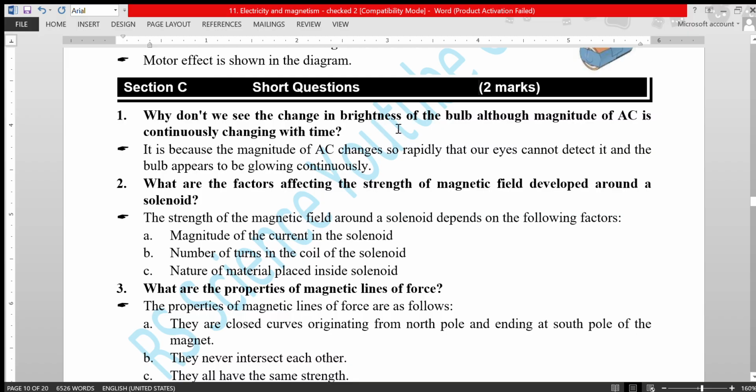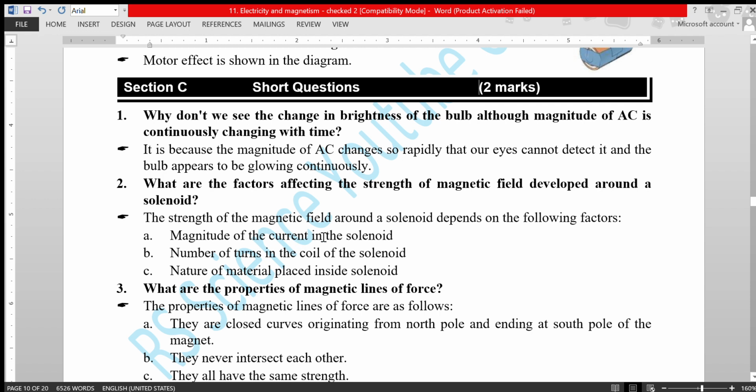Why don't we see change in brightness of a bulb although the magnitude of AC is continuously changing with time? It is because the magnitude of AC changes so rapidly that our eyes cannot detect it, and the bulb appears to be glowing continuously.